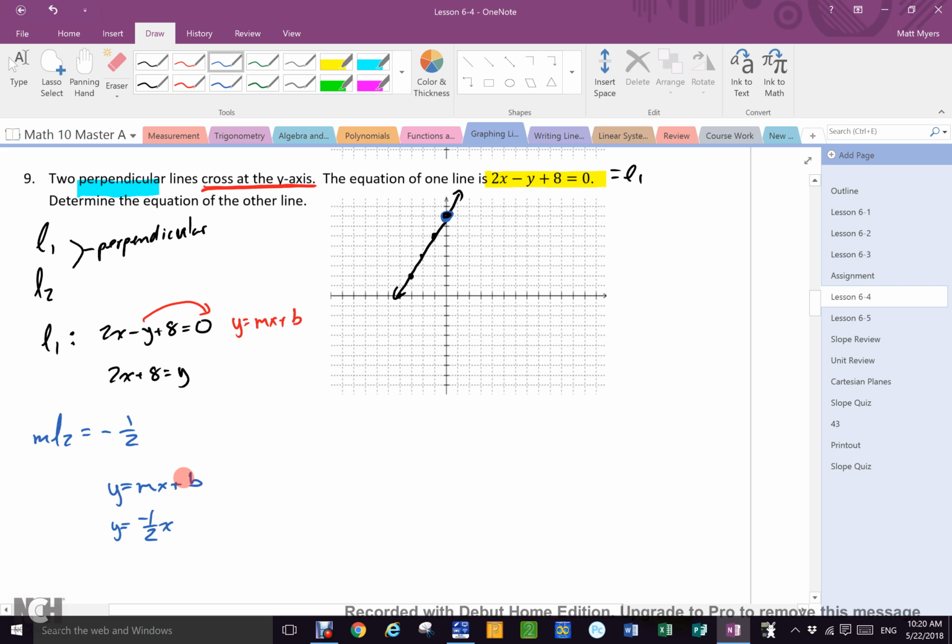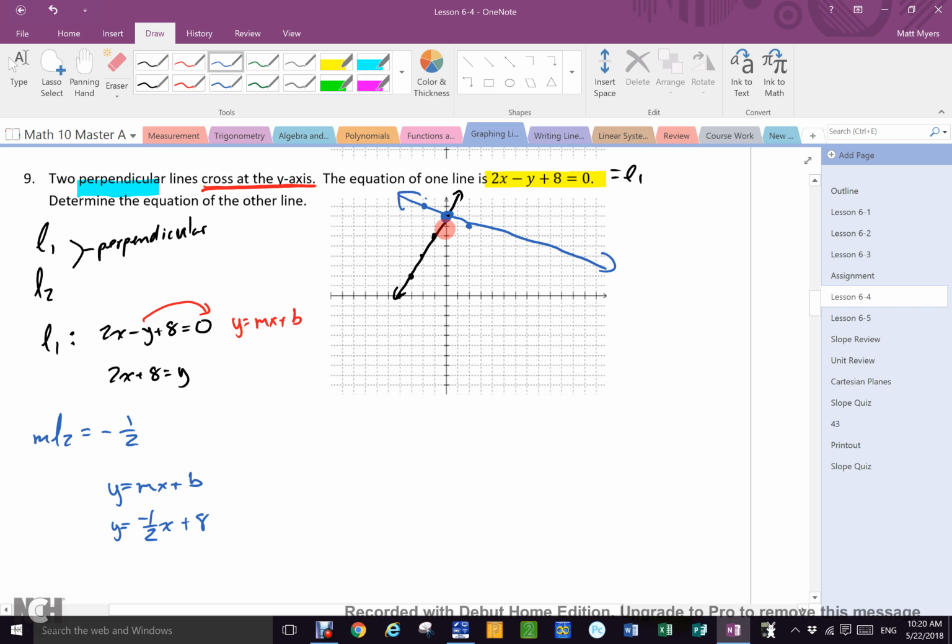Why is it 8, Avery? Because it has to cross at the same spot, doesn't it? Plus 8. Can I now graph the blue line, line 2? Where do I start? At 8, and how do I graph it? Down 1, right 2. And I should have 3 dots, right? So up 1, left 2. There's my line. And we know that that's 90 degrees.